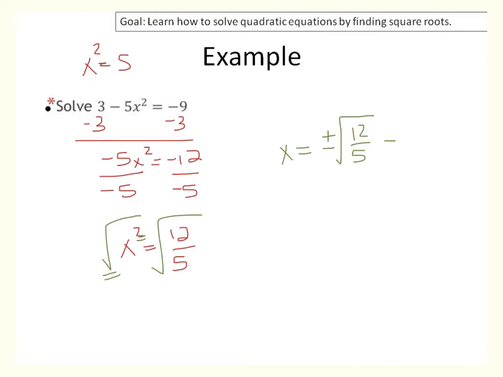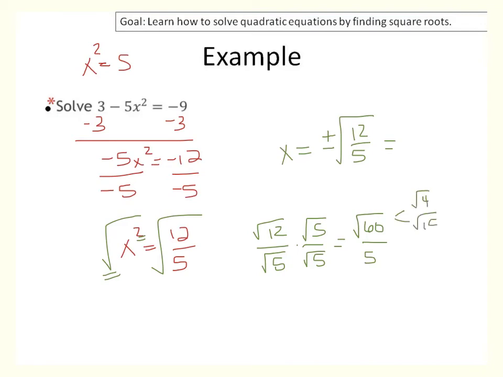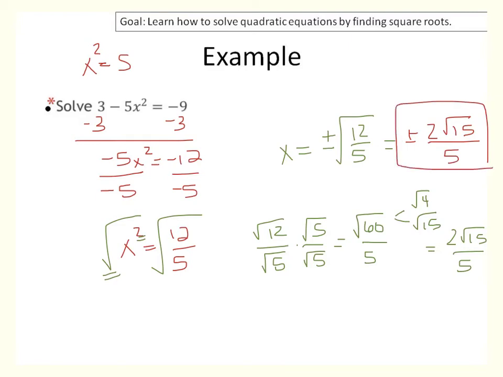But I'm not going to write it as the square root of 12 fifths, so I'm going to come down here and multiply by the square root of 5 over the square root of 5. This is the square root of 60 over 5. And 60 simplifies into the square root of 4 times the square root of 15, so we're looking at 2 square root of 15 over 5. So I'll come back up here, and it's plus or minus 2 square root of 15 all over 5. That is what x equals. So those are two answers. Those are the 2 points where that parabola would cross the x-axis.